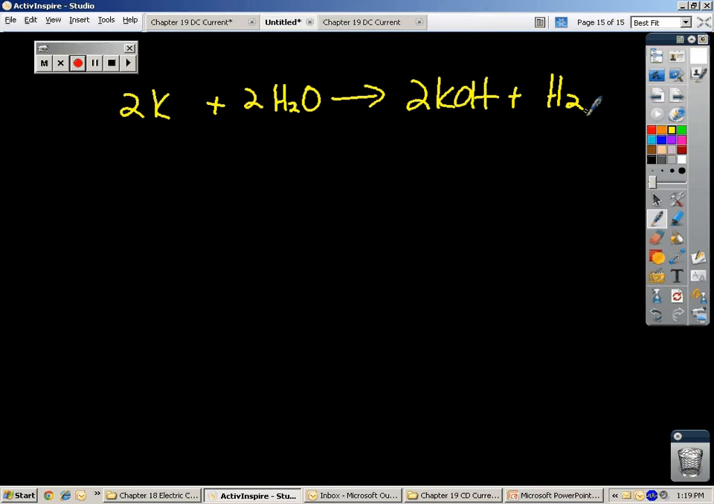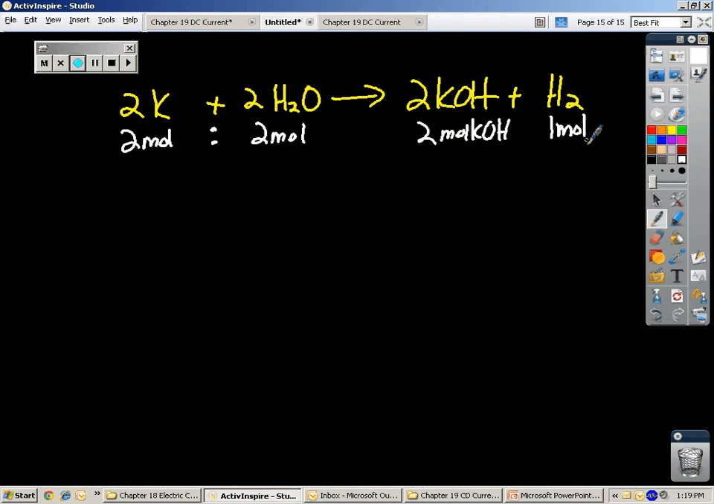And if you guys remember our mole ratio step, we're going to write down the mole ratio of everything here. So if I was to take the mole ratio, we had 2 moles of potassium, 2 moles of water, 2 moles of KOH, and 1 mole of hydrogen. Okay. Just to recap of what we just did. Hopefully you don't have any questions on that, but if you do, raise your hand.